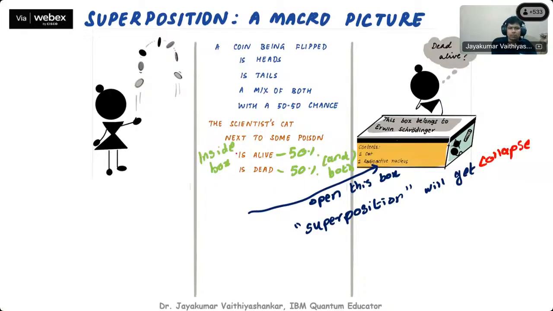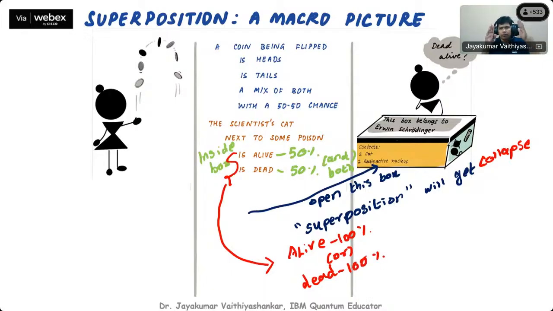Okay, so what happens? This condition will turn into alive 100% or dead 100%. So the cat has multiple states. Okay, what are the multiple states? Either alive or dead. Inside that box, it is in superposition. When you try to open it, what you are doing is a measurement operation. When you do measurement followed by observation, the superposition state will collapse and you'll have only one of the possible outcomes.